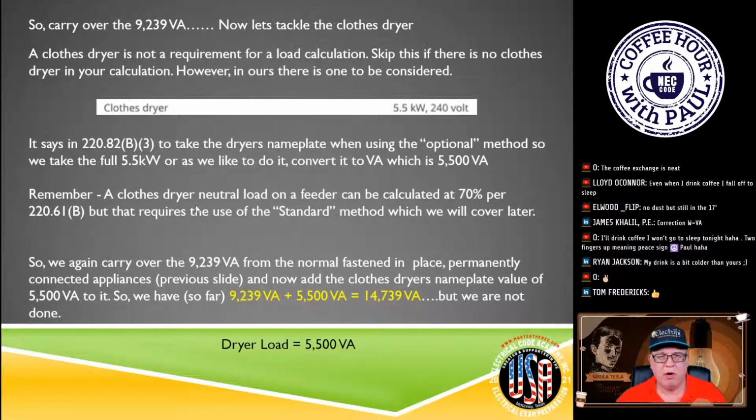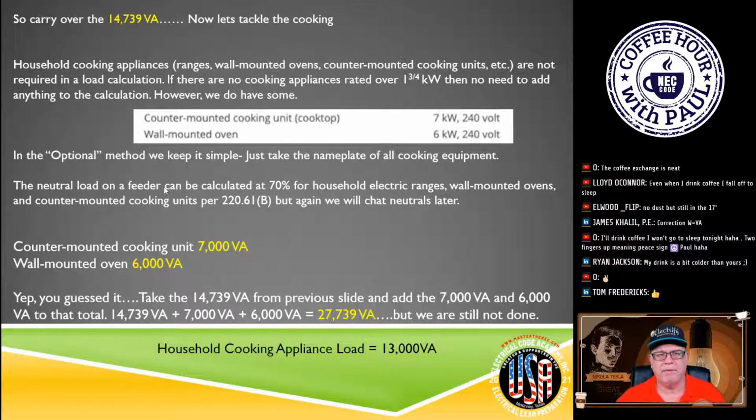Now, so we carry over that 9,239 for that, and so we add the 5,500 VA to it for that dryer, and that gives us 14,739, okay? All right, just jot that down. We're going to keep on getting it, all right? So we're at that 14,739.